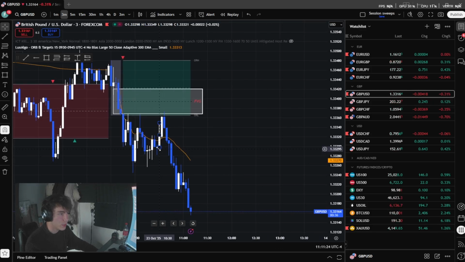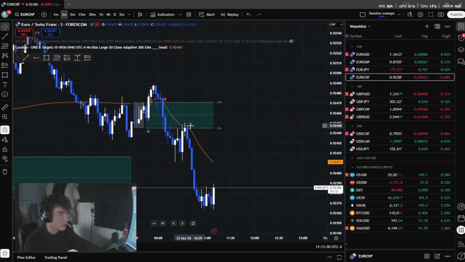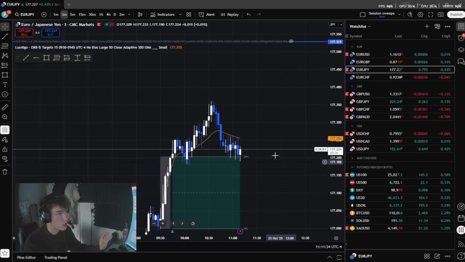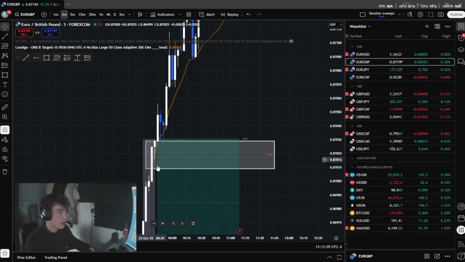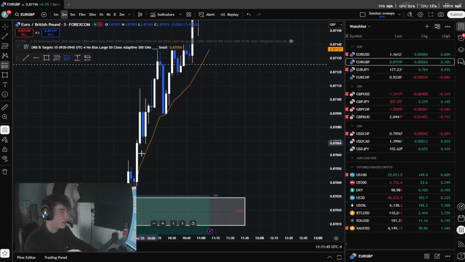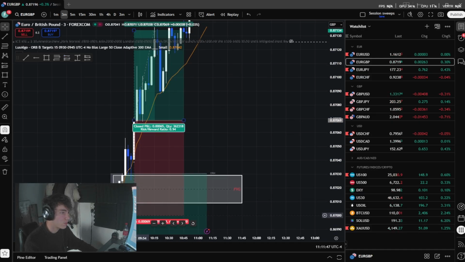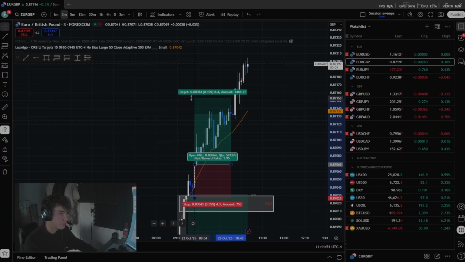GBP USD, same thing. Order block, change in the state of delivery, push downwards. Euro CHF, same thing. Push up, push downwards. No fair value gap, wouldn't take the trade. Euro JPY, choppy market. Euro GBP, same thing. We had a fair value gap, we had a push up, we had a push downwards, we had a push higher, engulfing this candle, which we could have then taken a buy position with our stops below the low to then target a 2R.